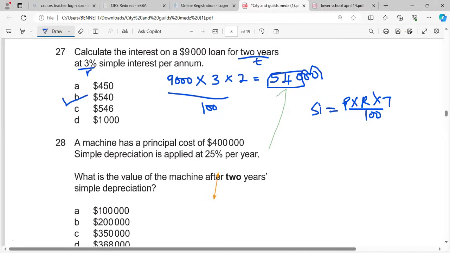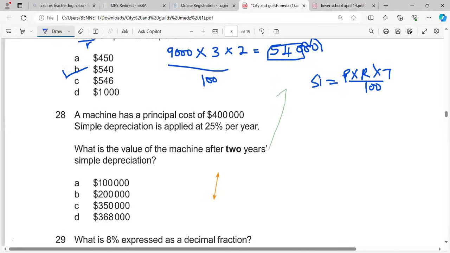So on to 28. I'm gonna read and then everybody do it, and then the person who volunteers will take us through it. A machine has a principal cost of 400,000. Simple depreciation is applied at 25% per year. What is the value of the machine after 2 years? Simple depreciation. Anybody know what depreciation means?